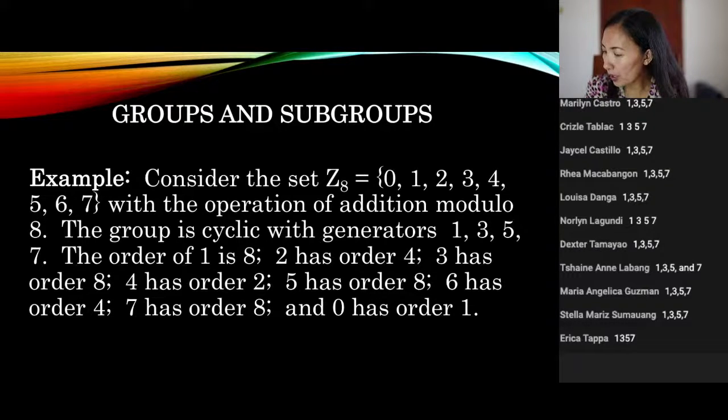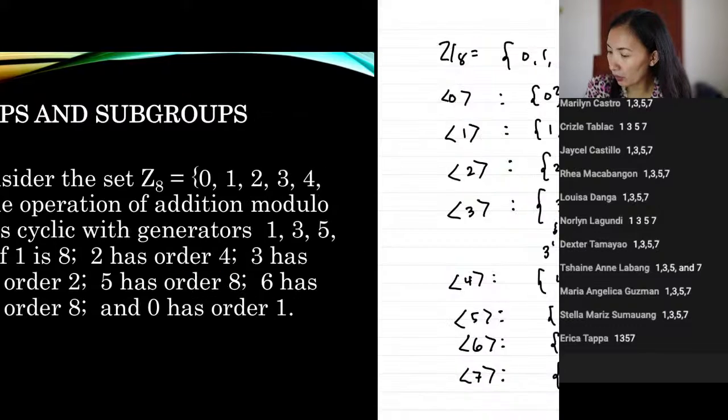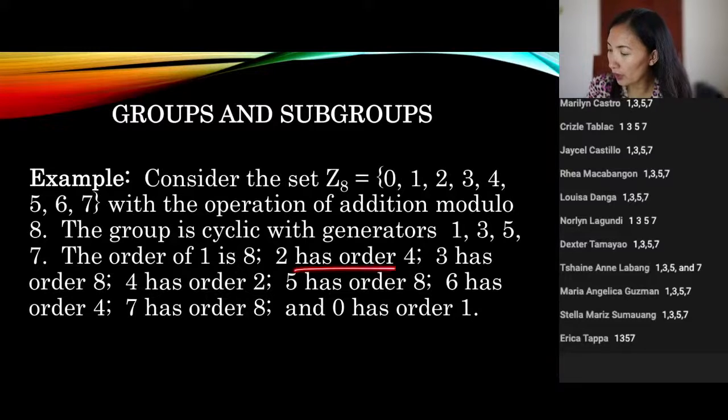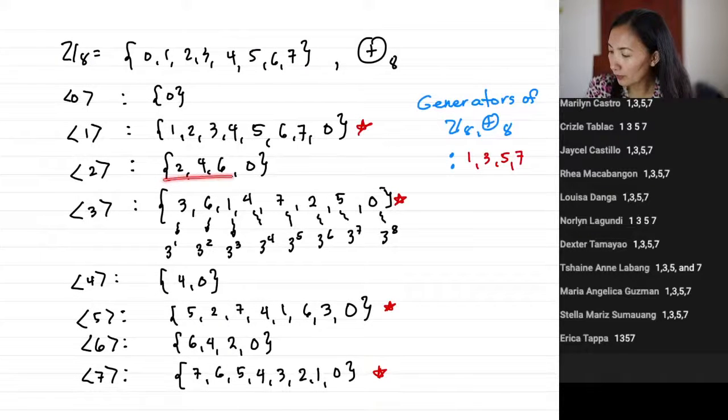The group is cyclic with generators 1, 3, 5, 7. The order of 1 is 8. Okay, tama ba? Tama naman. The order of 2 is 4. Tingnan nga natin. Tama. Order of 3 is 8. The order of 4 is 2. Order of 5 is 8. Order of 6 is 4. Order of 7 is 8. Okay? So that's it. Are there questions at this point? So is this a cyclic group? Yes, with generators 1, 3, 5, 7.